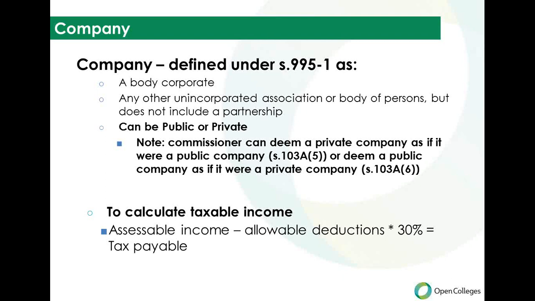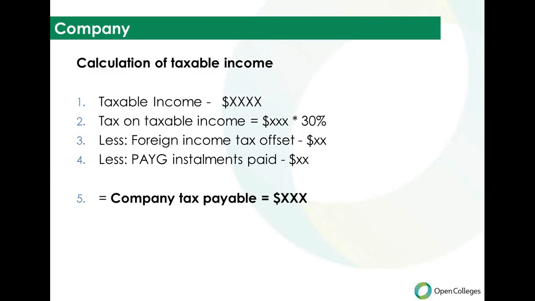To calculate taxable income for a company, assessable income less allowable deductions, multiplied by 30%, gives you the tax payable. When you're calculating the tax payable, you've got the tax on taxable income, less foreign income tax offsets, less any PAYG instalments, and also remember to take off the imputation credits that have been received in the company as well. So there's actually another one that's not on there. Foreign income and your imputation credits come off as well.